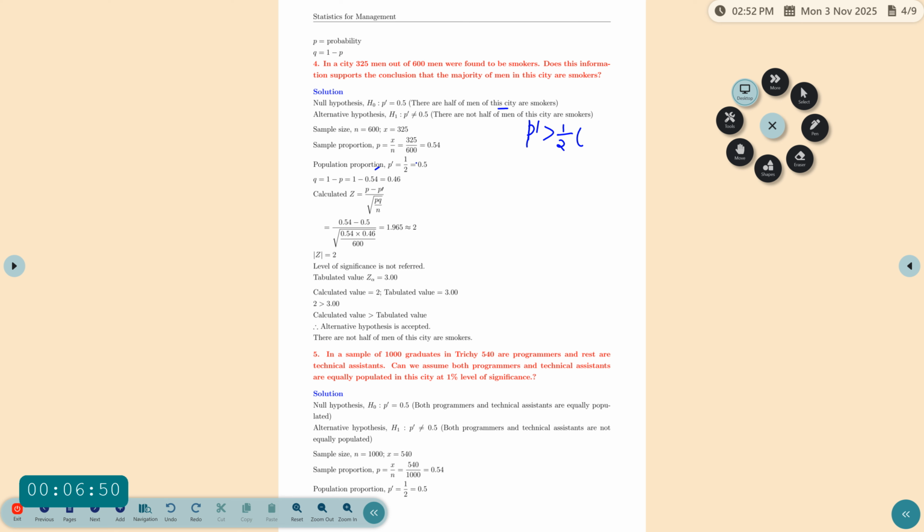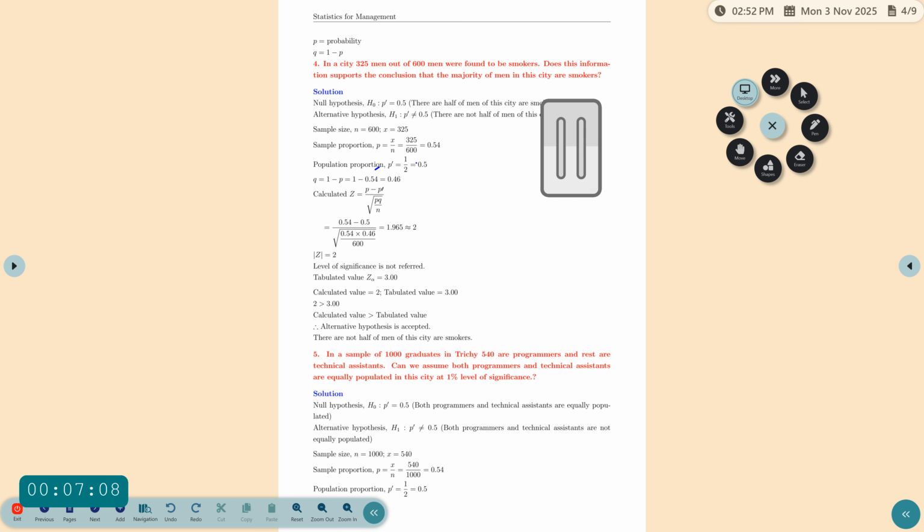In such a case, the alternative hypothesis should be set as P dash is greater than 1 by 2. That's why it is a one-tailed test. Okay, so the sample size is given.